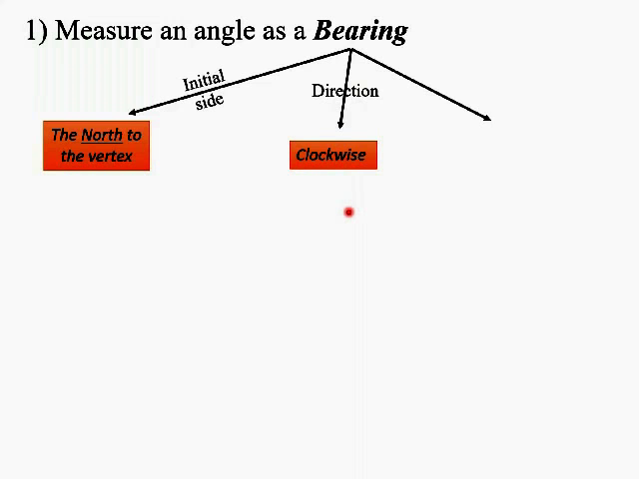When you measure an angle, you have two directions only. Either moving clockwise like this, which means like the clock arms, okay? Or you can move like this, which is anti-clockwise, opposite to clock arms. In the bearing, you must move in the clockwise direction, okay?